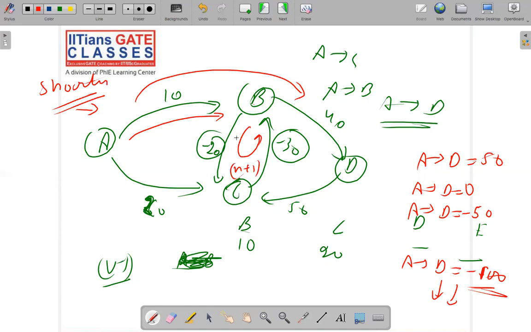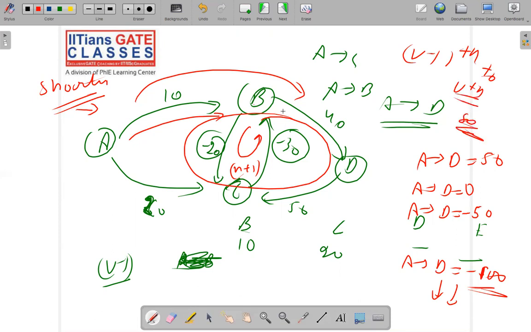And to identify this negative edge weight cycle, we run Bellman-Ford V number of times. And from the V minus 1th iteration to the Vth iteration, if some values are changing, it means that there is a negative edge weight cycle. Okay, remember this.